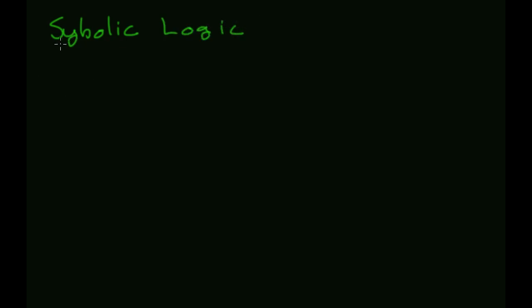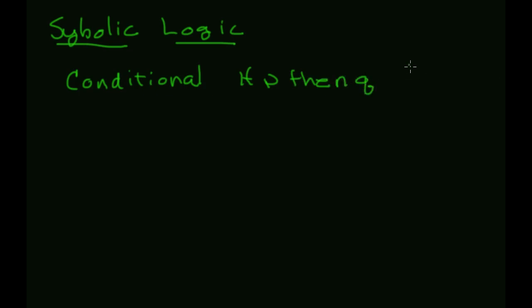Okay, so this is using symbols to represent logical argumentation. The basic idea is that if you have a conditional statement, which is something in the form of if P, then Q. Symbolically we write this as P arrow Q. So that's the basic conditional statement. If something, then something else.